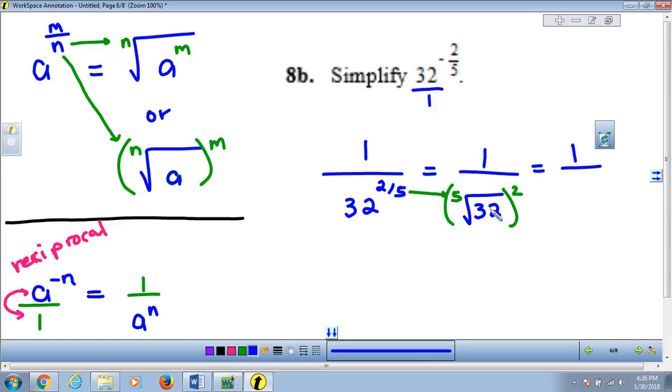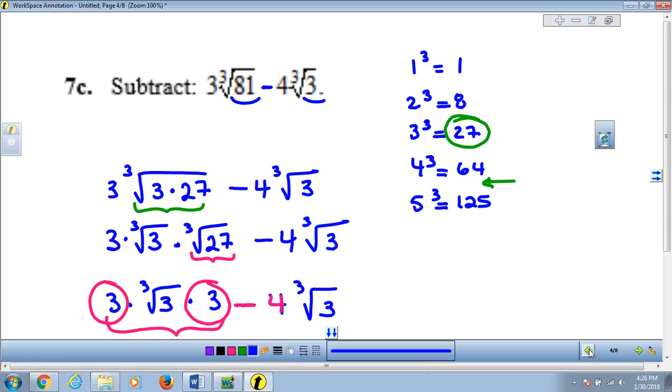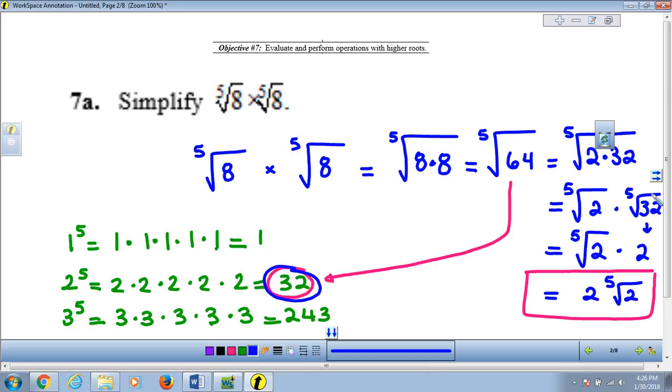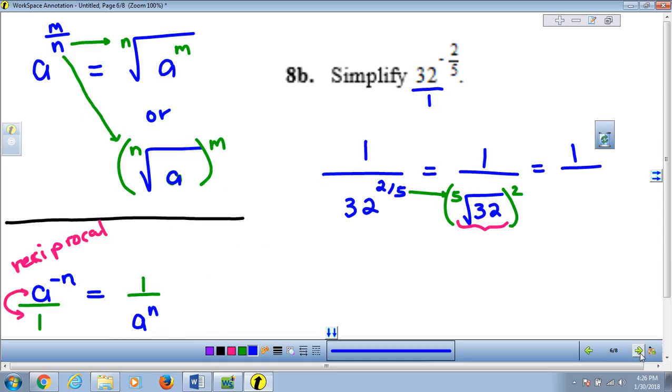So 1 over, start always by simplifying the inside of this parenthesis expression. So the fifth root of 32, we've done it in other problems. We did it over here. Fifth root of 32 was 2, right? You can see why here. So then I'm going to say 2, it's the simplification of the inside, and then that 2, you're going to raise it to the second power. So the final answer is going to be 1/4. 2 to the second power is 4. So then here is the answer for this problem. Okay? These are the two rules you need to know.